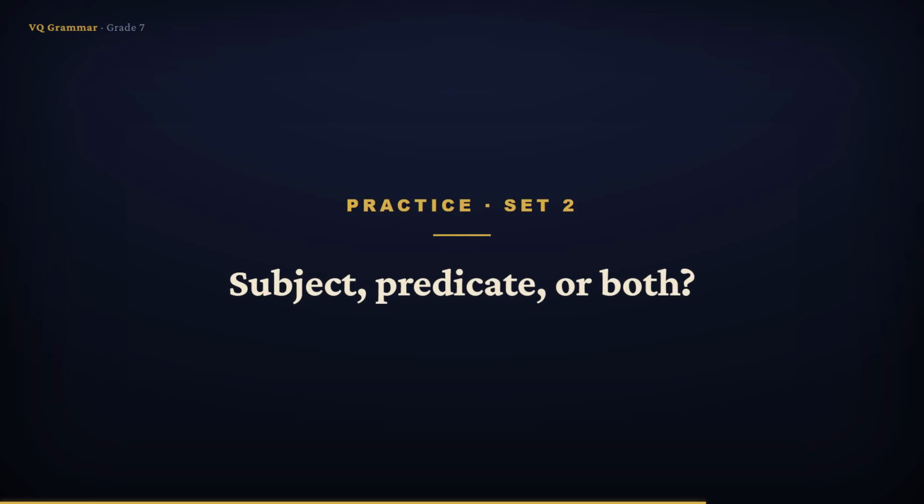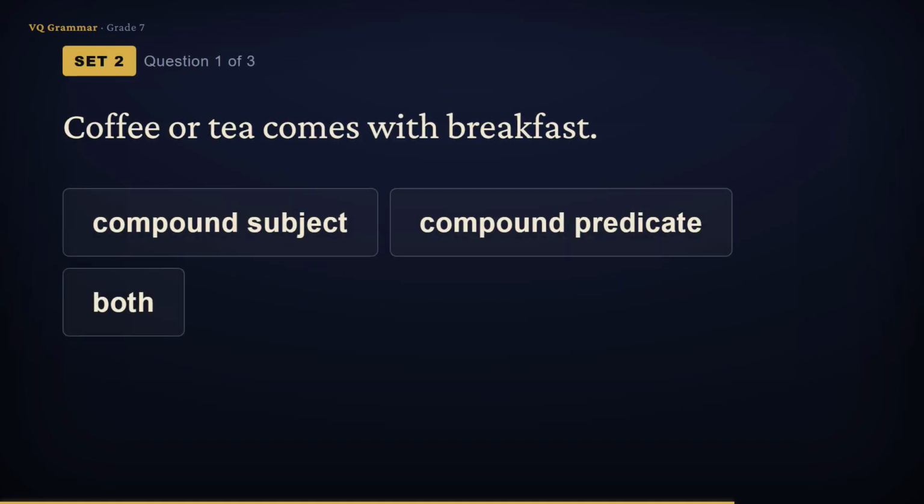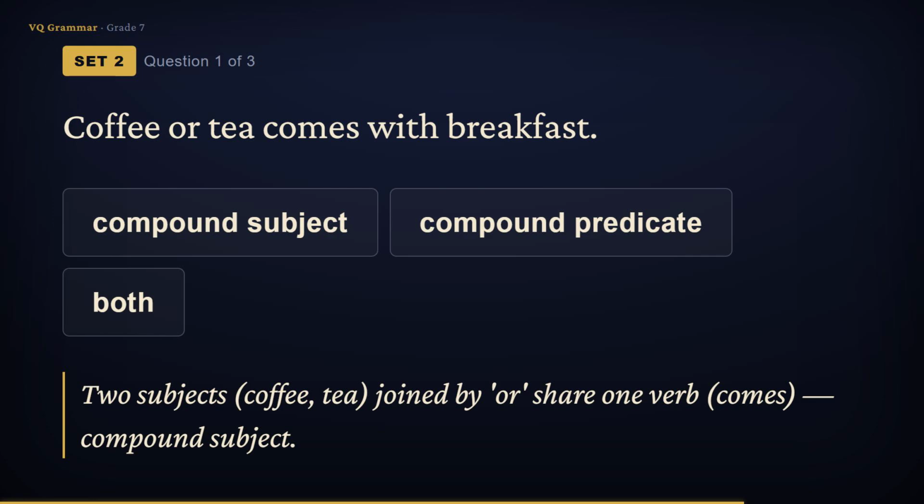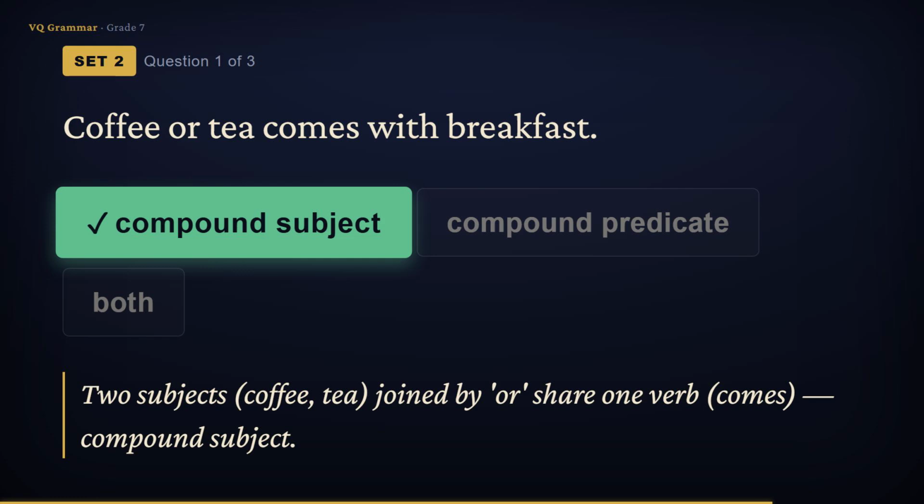3 more to go. Same plan. Count the subjects, count the verbs, then choose compound subject, compound predicate, or both. Pause and try each one first. Coffee or tea comes with breakfast. Count the subjects. Coffee and tea, that's 2, joined this time by or. Count the verbs. Comes, just 1. 2 subjects, 1 verb. So the answer is compound subject.